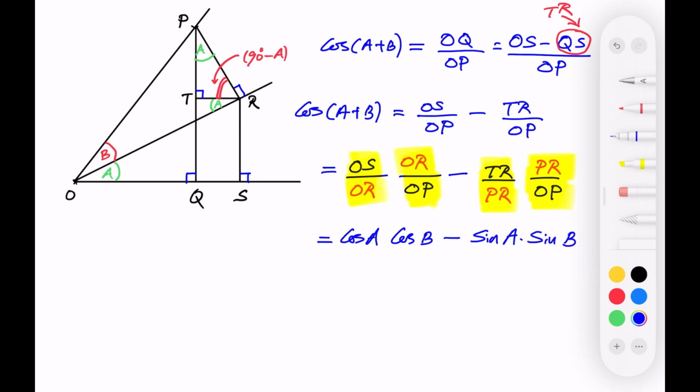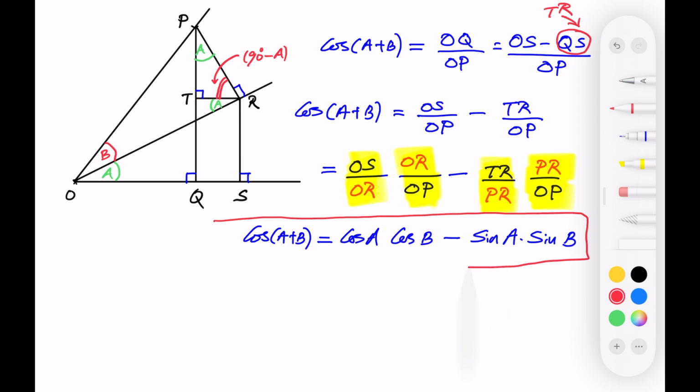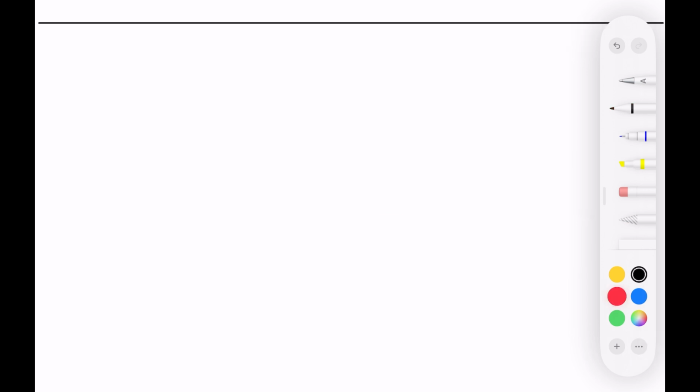So what we just derived is the identity for cosine A plus B. Cosine A plus B trig identity is equal to cosine A cosine B minus sine A sine B. This is also a very important trig identity. Please remember that. So far we have derived two identities.